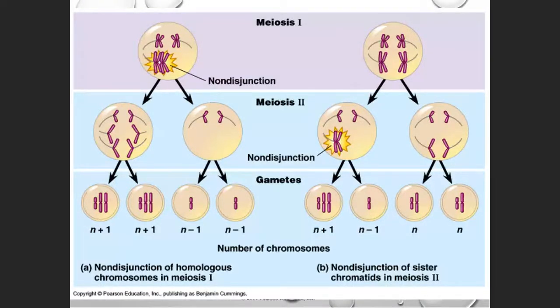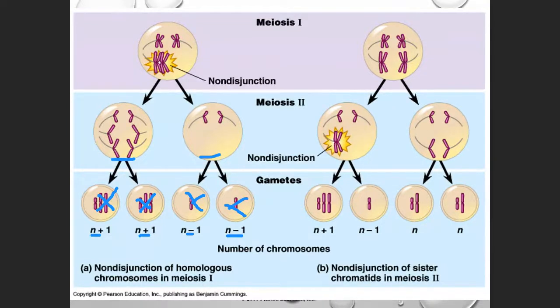So let's look at when non-disjunction takes place, because if it takes place earlier on, it's more detrimental than if it takes place later on. Here during meiosis 1, if you have non-disjunction, failure to separate the homologous pairs, we looked at that one. Now this daughter cell is missing a chromosome, and this daughter cell has an extra one. Now it goes through meiosis 2. You separate the sister chromatids, and again you get N+1, N+1, N-1, N-1. All of these are going to be bad. All of the gametes are going to be aneuploid. And this is bad.